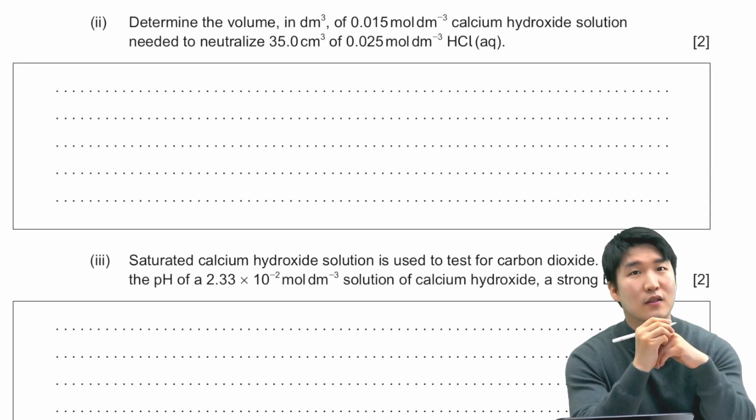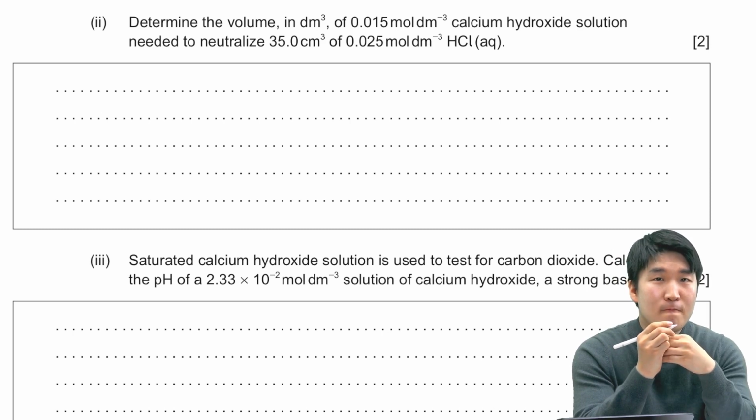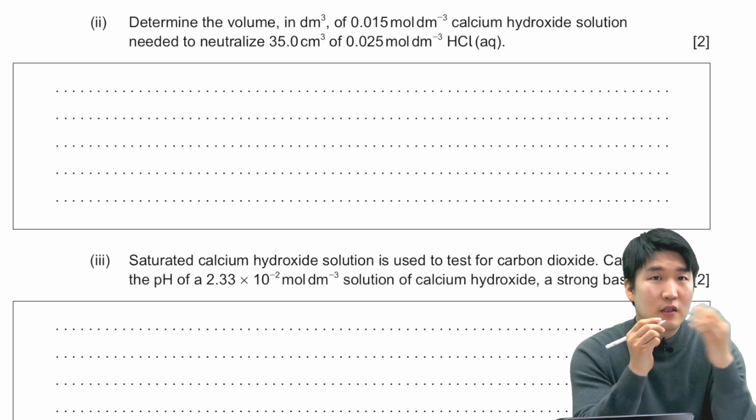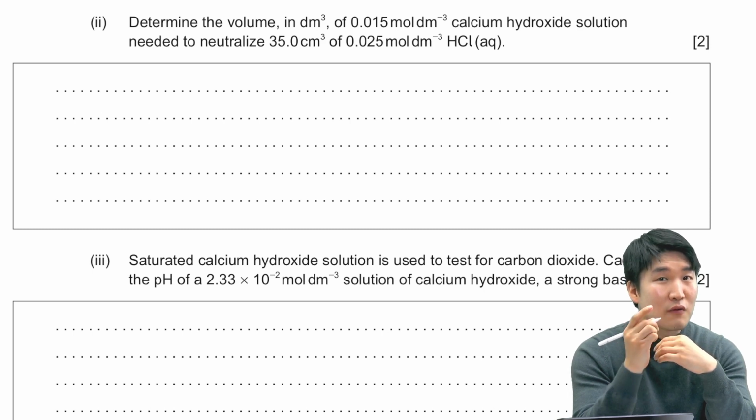We are asked to do some titration question for neutralization reaction. So we're given the volume and the concentration of HCl and only the concentration of calcium hydroxide, because we'll work out its volume.